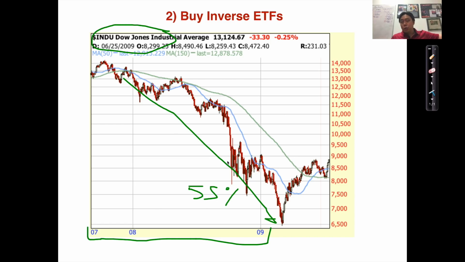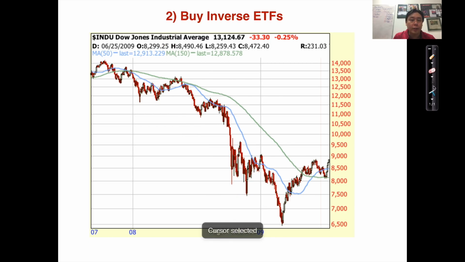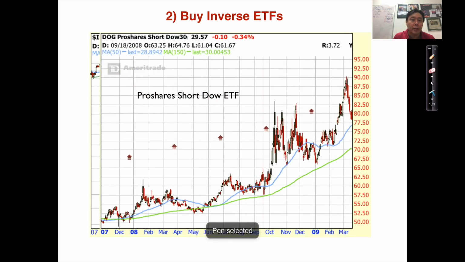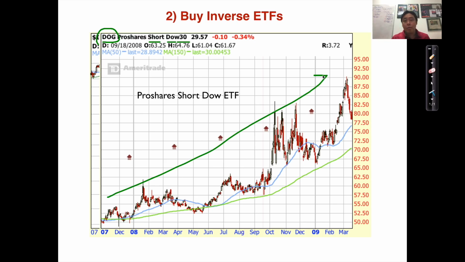So as it was going down, you could have bought the inverse ETF, which is over here. So the inverse ETF is known as the DOG, D-O-G, right? Woof, woof, dog. This is the short Dow Jones ETF. So you can see that as the Dow Jones goes down, this ETF goes up. All right, so if you bought it at, for example, $52 and the Dow collapsed, it went all the way up to $90, you made a nice profit.